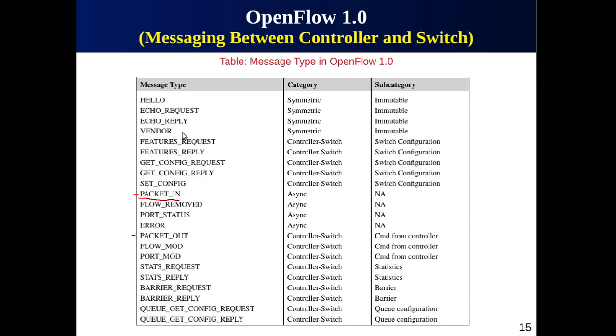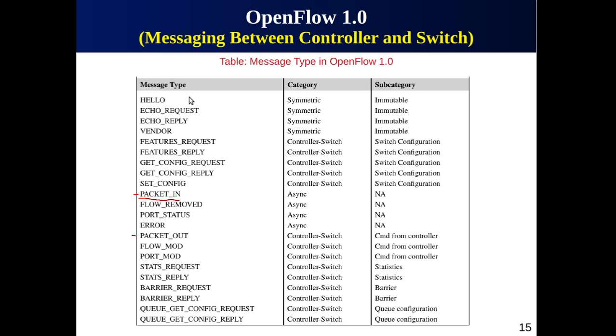So every message has a category, and the categories, as I just mentioned, are symmetric, asynchronous, and controller-switch. Okay, so if the communication is between the controller and switch, it is going to be in the category of controller-switch. But sometimes a message, for example packet in and packet out, is also used for communication between the switch and the controller, but it is asynchronous.